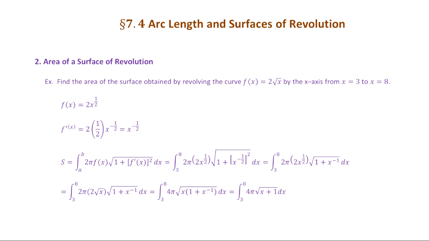So we get 2 pi times 2 times square root x times the square root of 1 plus x to the negative 1. And then we combine these two radicals to get the square root of x times 1 plus x to the negative 1 using the properties of radicals. And 2 pi times 2 is just 4 pi. So then you can distribute the x inside the radical to the two terms. You get x plus 1. Remember, x times x to the negative 1 is just 1.